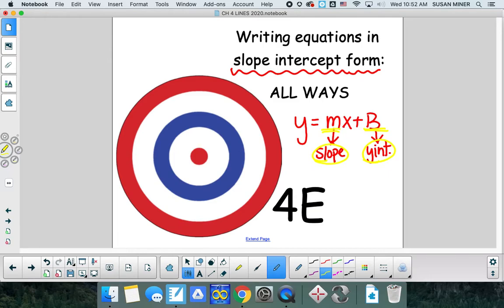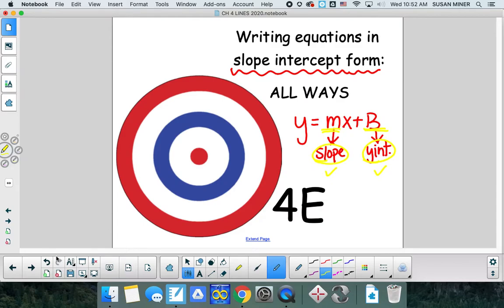If I give you a graph, I want you to write the equation. If I give you a table, I want you to be able to write the equation. If I give you 2 points from the line, I want you to be able to write the equation. So we've been practicing finding the slope and finding the y-intercept, and now we're going to put everything back together to write our equation. For each one of these, the answer is going to be the equation.